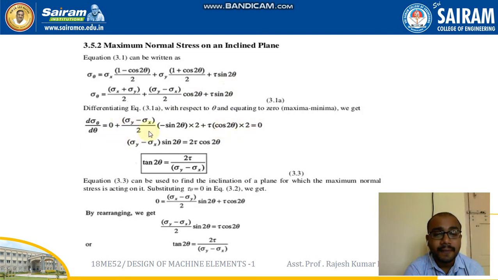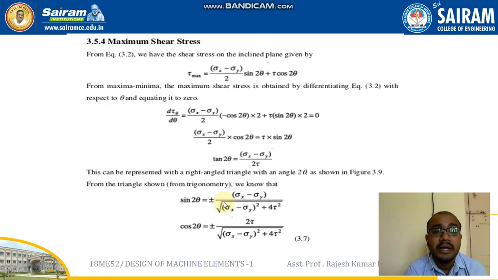By simplifying, finally we get tan 2 theta equal to 2 tau divided by sigma y minus sigma x. This equation can be used to find the inclination of the plane on which the maximum normal stress is acting. By substituting d sigma theta equal to 0 in this equation, we get tan 2 theta equal to 2 tau divided by sigma y minus sigma x. Even from the previous equation we can get this one.